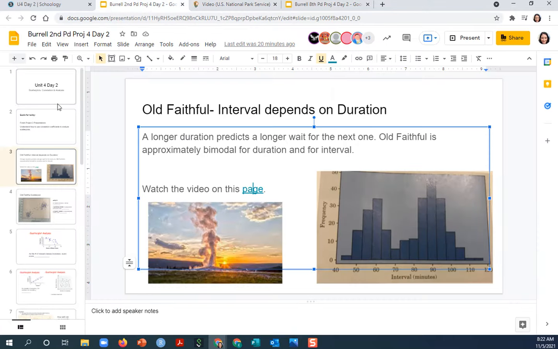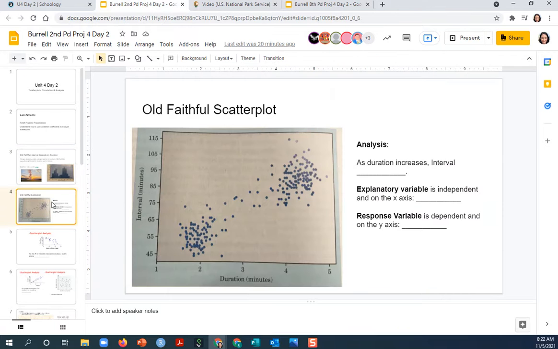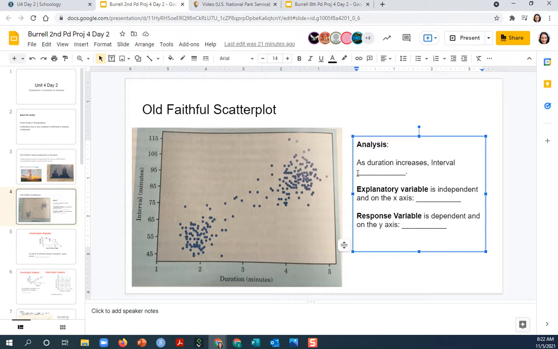So let's get back to the math of that. Let's look at the scatter plot here. So we have duration and interval. You can see that the ones that last longer mean that it's going to be a longer interval before the next eruption of the geyser. So one way to analyze this graph is just to describe that trend. As the duration increases, the interval does what? It also increases, right? The other choice would be that it decreases, but in this case it is going to increase. So we're going to put that there. As duration increases, interval increases.